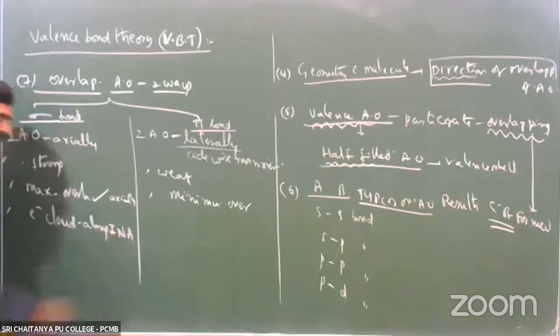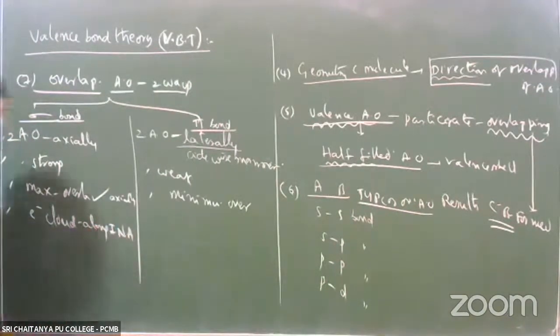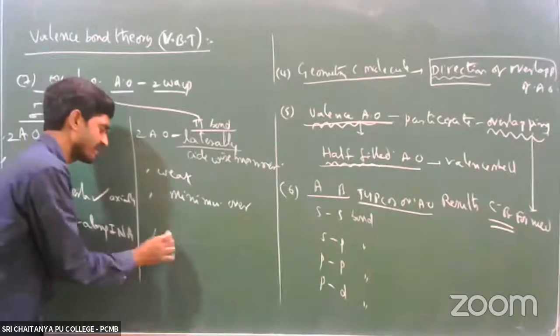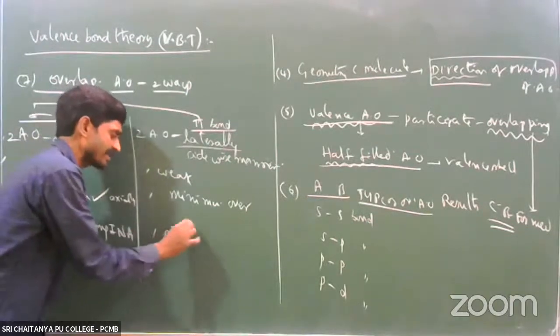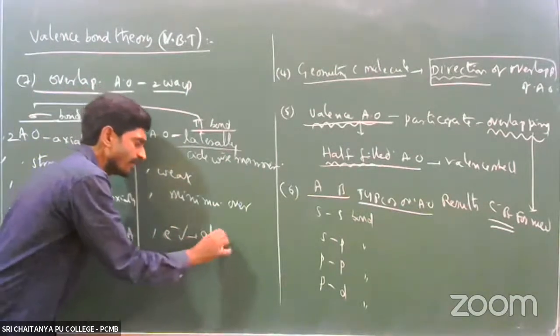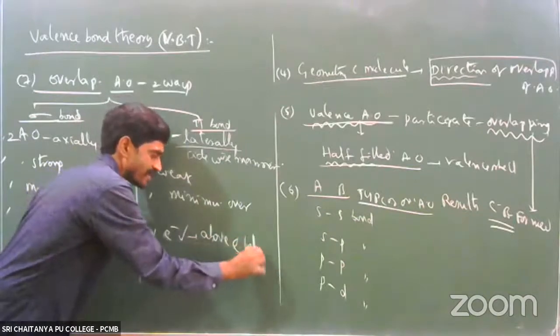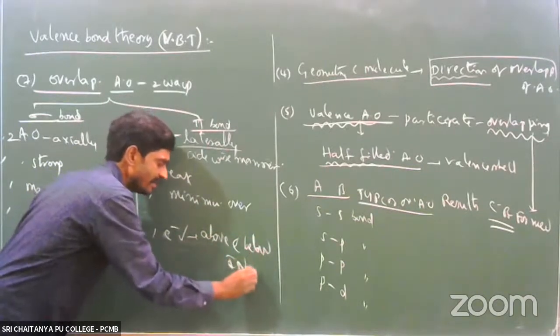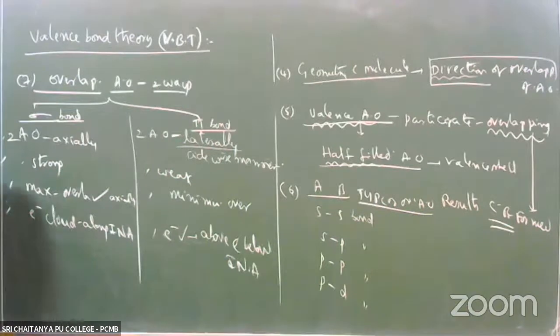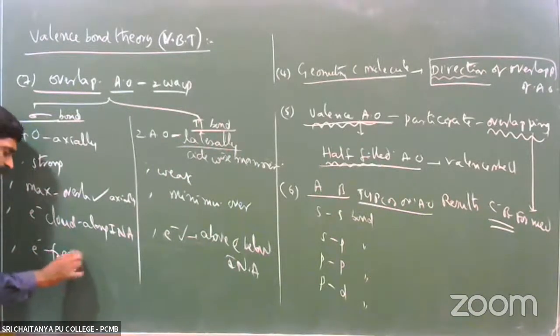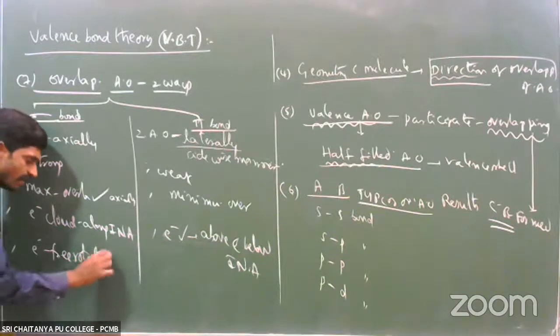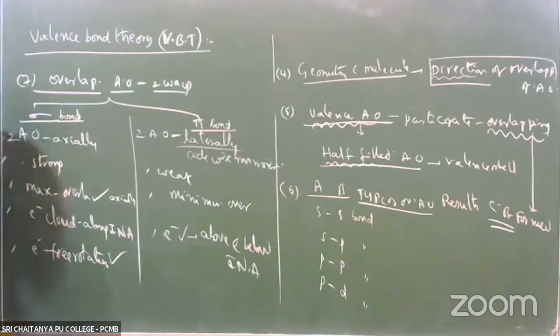Along the internuclear axis. But here, the electron cloud is concentrated above and below the internuclear axis. Here, free rotation of sigma bond electrons is possible between the nuclei of both atoms.